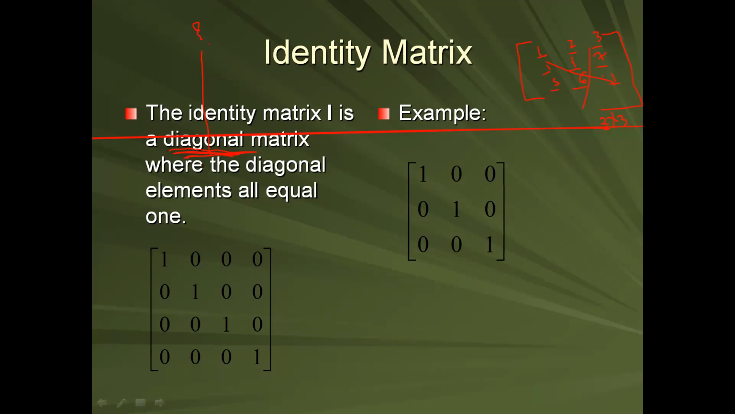Ma'am, unit. Unit means identity. Identity matrix means unit matrix. Similar words. I want a replacement at this place. Okay, think about it.